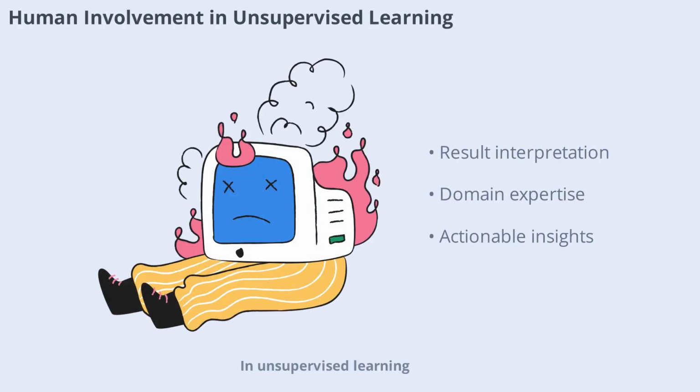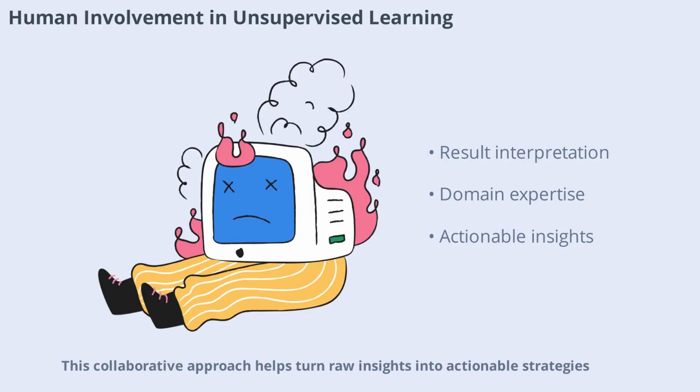In unsupervised learning, human involvement is more focused on interpreting results and deciding how to use the discovered patterns. Domain expertise is often needed to make sense of the output and apply it effectively. This collaborative approach helps turn raw insights into actionable strategies.